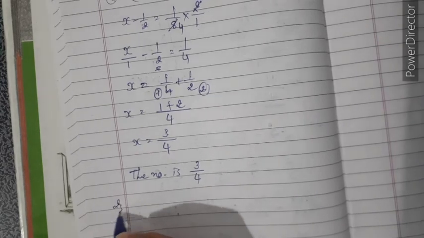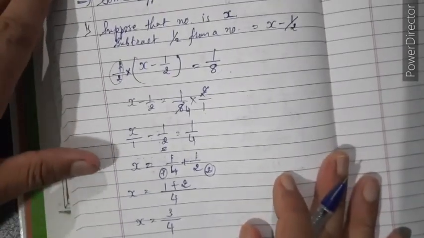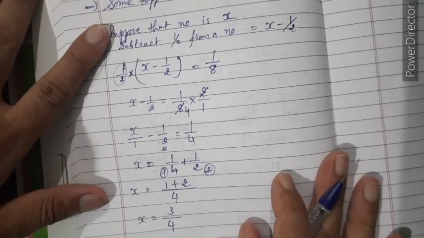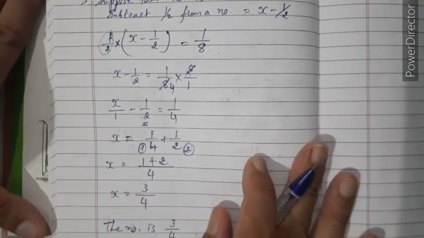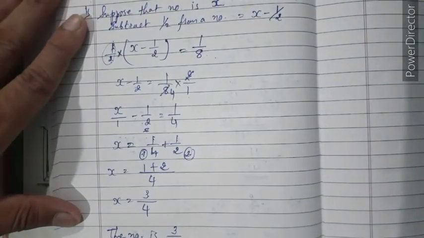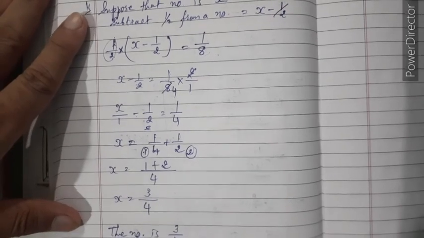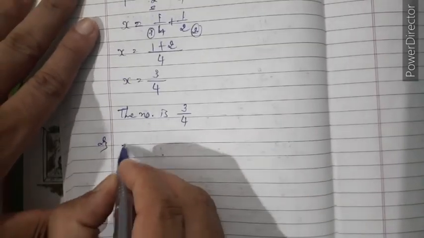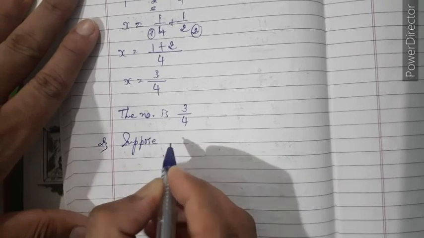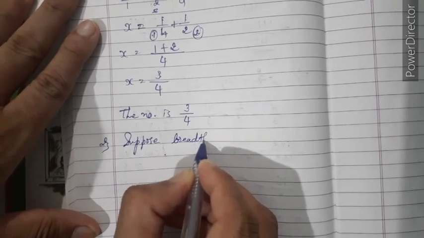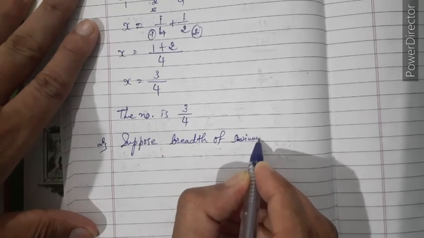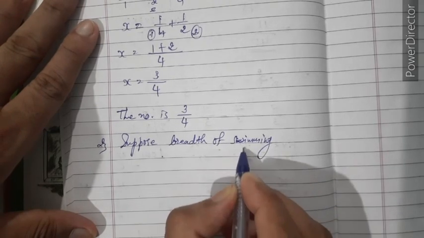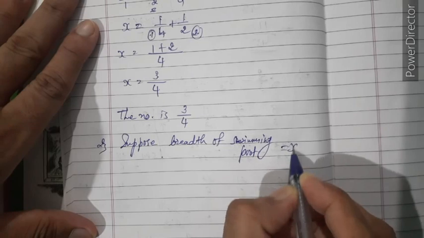Okay. Number 2, question number 2. Look, the perimeter of a rectangular swimming pool is 154. Its length is 2 meter more than twice its breadth. Okay, here a comparison of length with breadth is there. So what to do? We just take the variable for breadth. Suppose the breadth of the swimming pool equal to x meter.